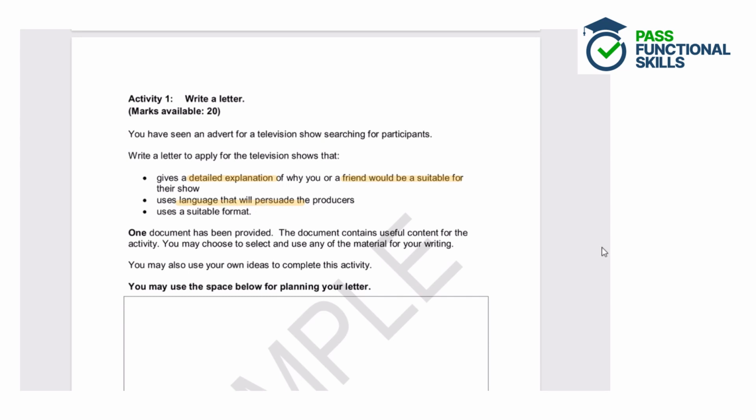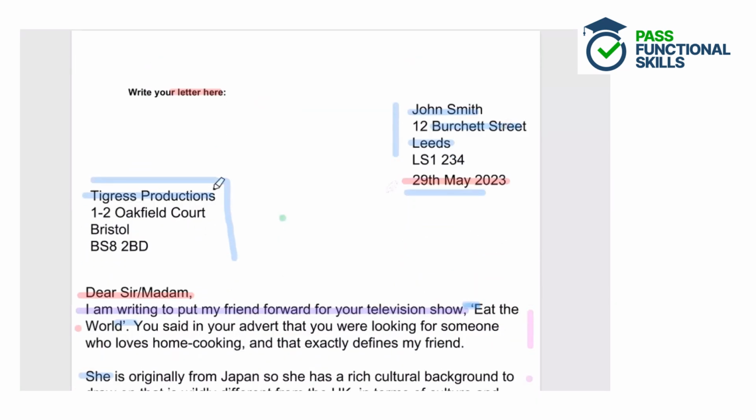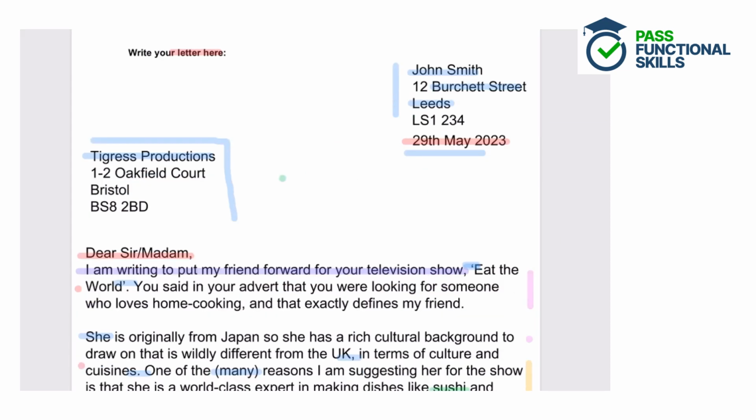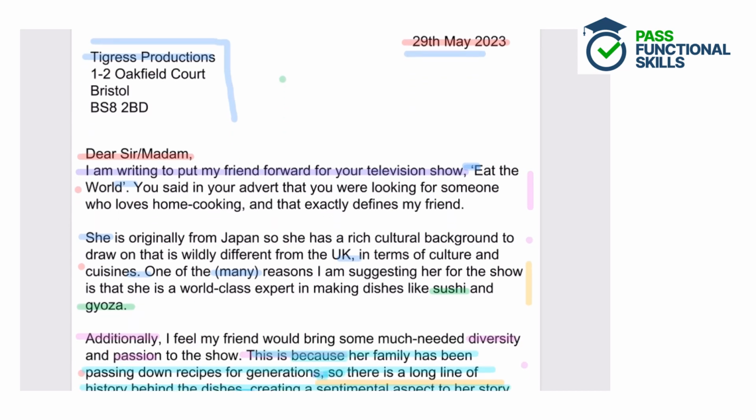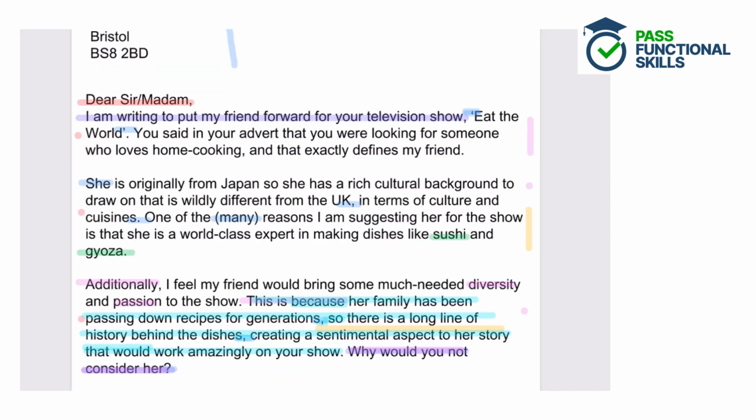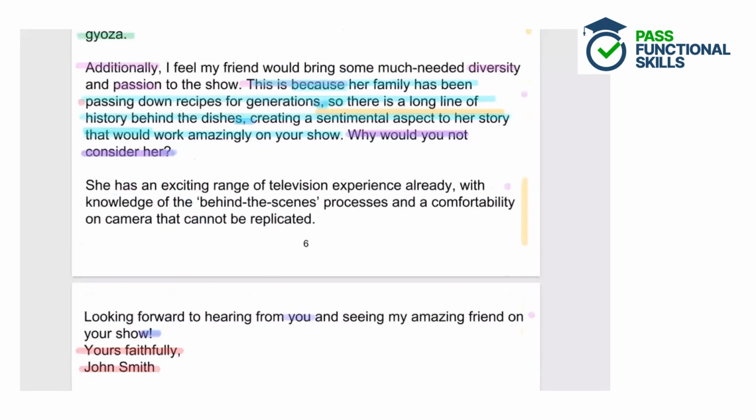The format for the answer is also suitable. So it's formatted correctly for a letter, and we've got all of the different formatting features that we need included in there. Spelling, grammar and punctuation are all accurate throughout the answer, and punctuation has been used creatively to try and create specific effects on the reader. So we said we've got that exclamation mark there, for example.